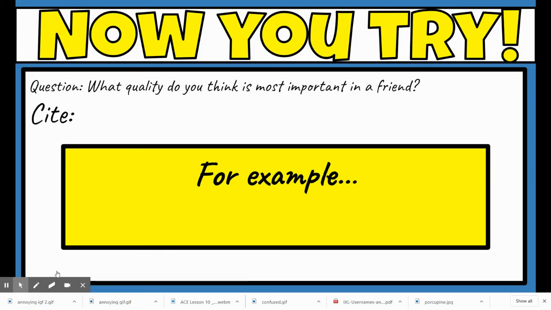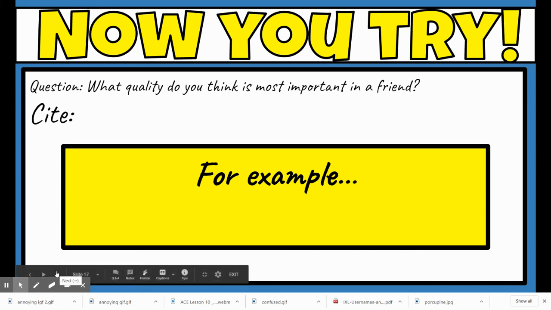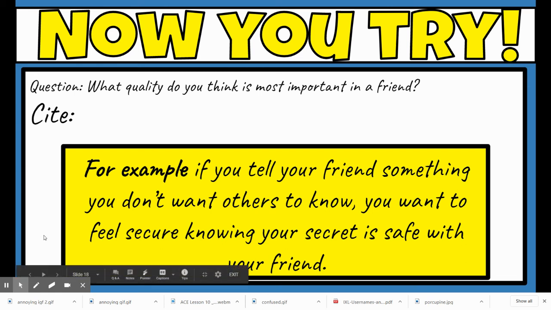Now it's time to cite your evidence. What quality do you think is the most important in a friend? Use your own life. Use your examples of what you've seen in your life as your evidence. So use the sentence starter, for example, and write your evidence now. Great. So I've written evidence for mine. Remember that I wrote that the most important quality is trustworthiness. So I wrote, for example, if you tell your friend something you don't want others to know, you want to feel secure knowing that your secret is safe with your friend.